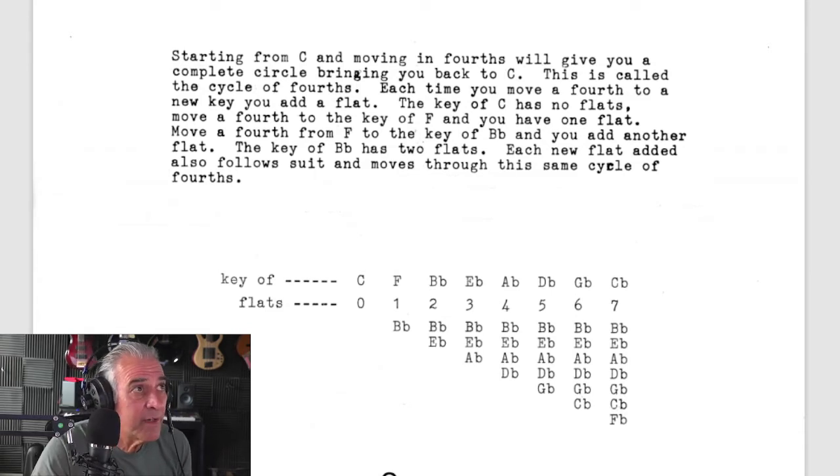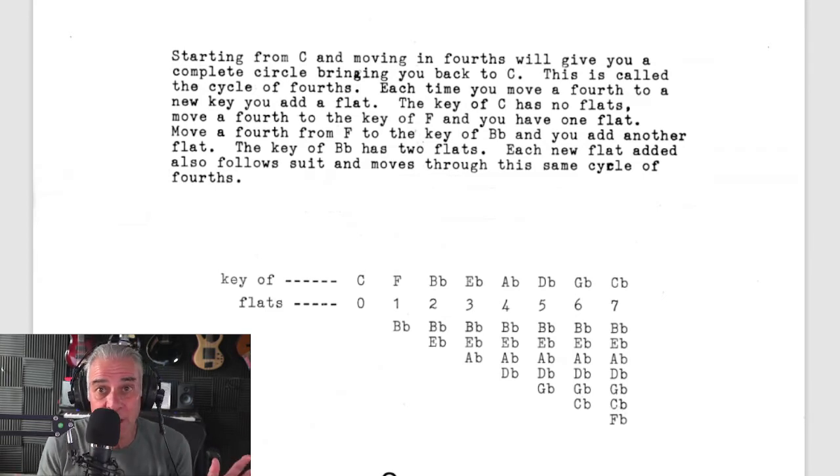We look at this little graph and we see C, F, B flat, E flat, A flat, D flat, G flat, C flat. Each key is a fourth away from the previous key. And each key progresses adding another flat. And the thing about it is, every time a flat is added, it's added on the 4th degree of the major scale you're in. For instance, in the key of C, there's no sharps or flats. You go into the key of F, there's one flat that's on B flat, and that will be the 4th degree.